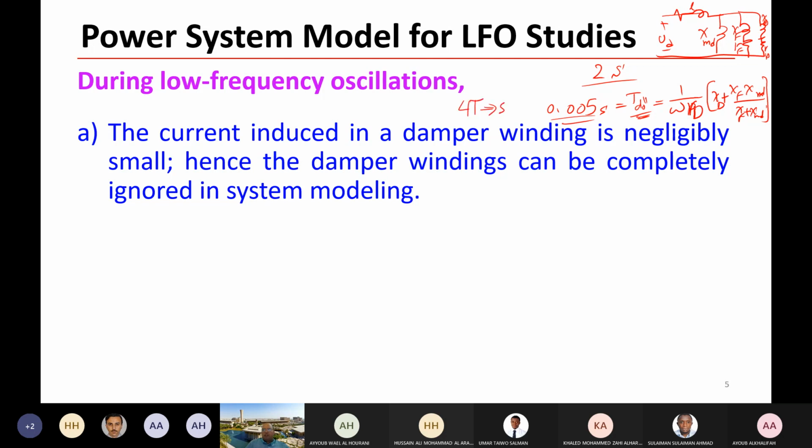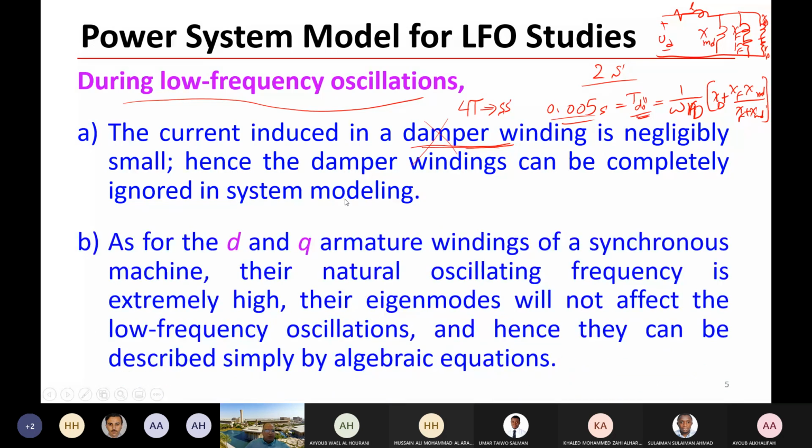reach the steady state. So that means at steady state here, these are short circuited. The steady state is voltage 0, current 0. So it doesn't play any role. After 4 time constants, and after about 20 milliseconds, the effect of the damper winding will disappear. So this is why in dynamic stability or in low frequency oscillation, we are not considering the damper winding here.